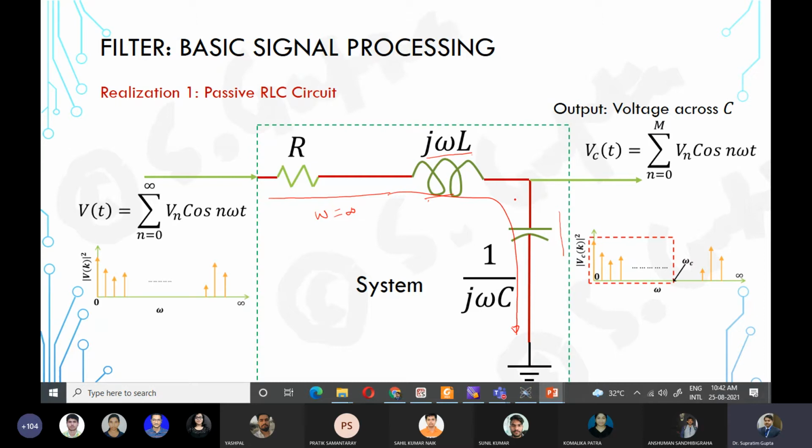But if omega is 0 or closer to 0, that means lower frequency, this signal will not be passed through that. So what we'll get eventually is a low pass version of this signal.